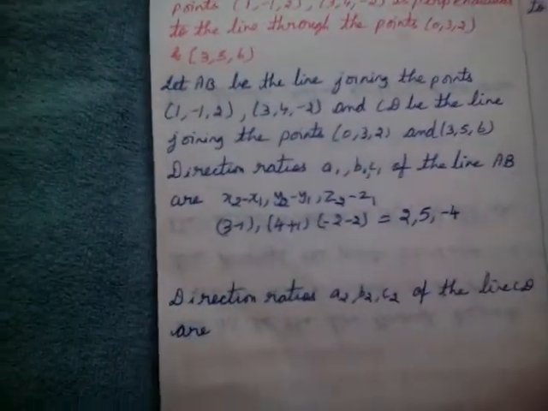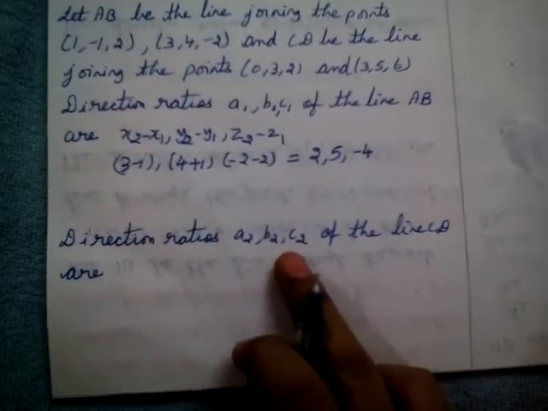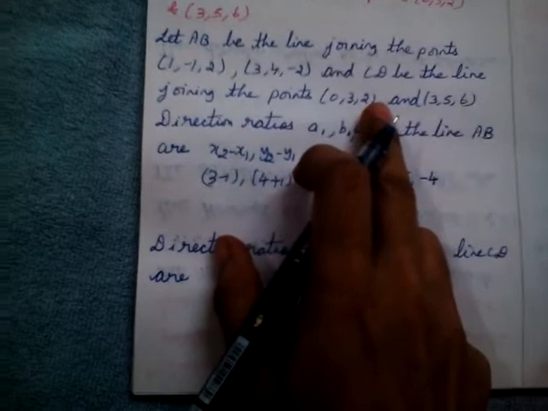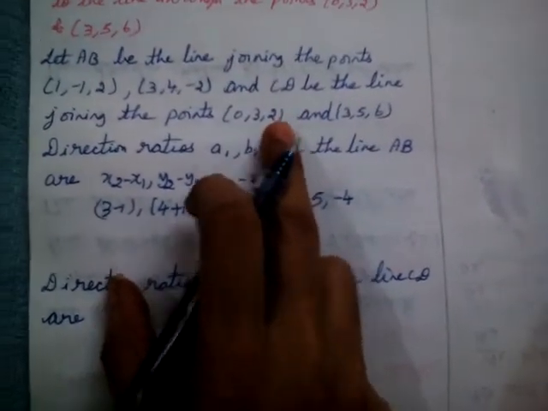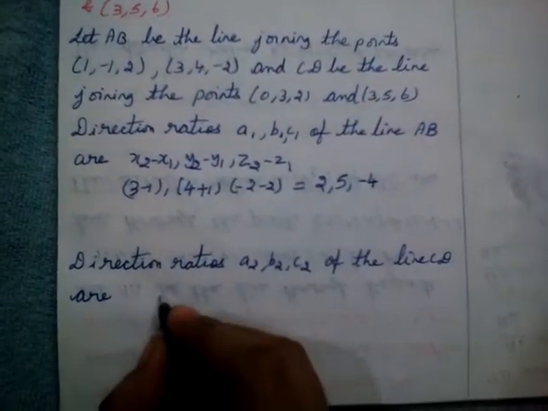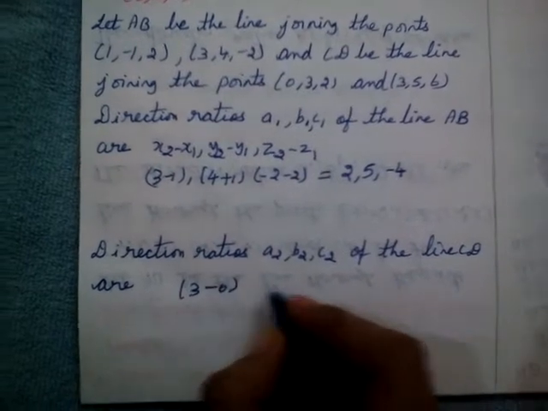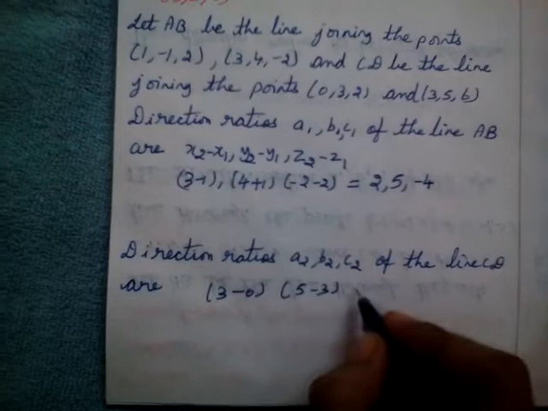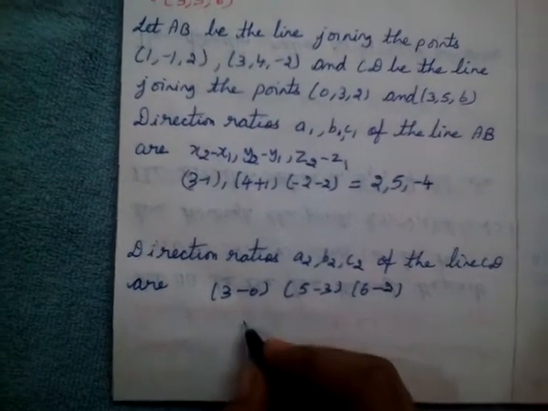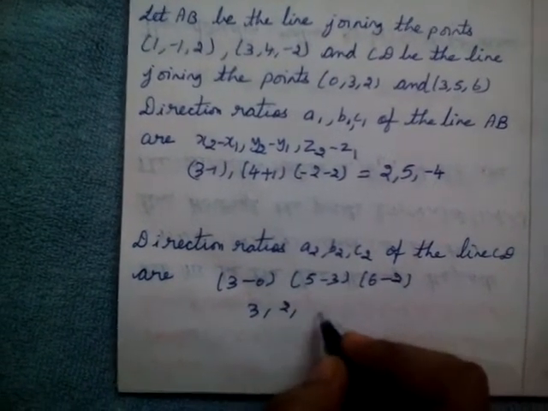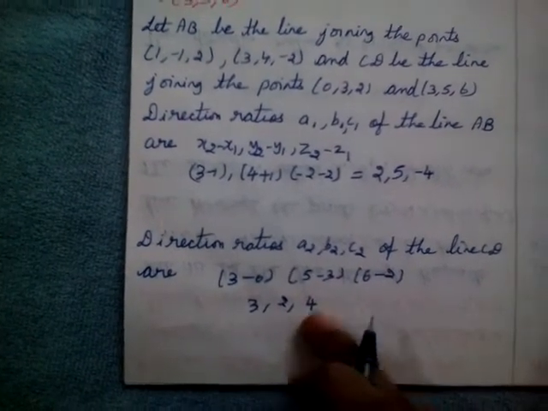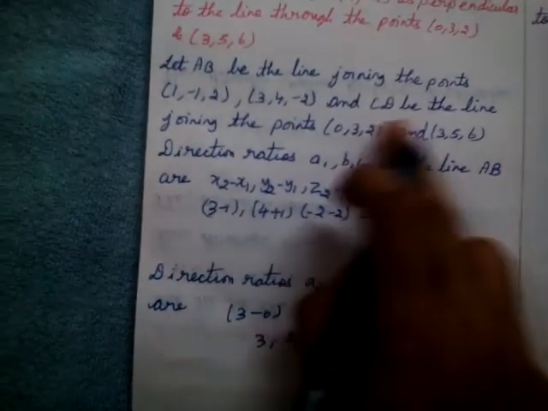Next one, the direction ratios a2, b2, c2 of the line CD. You have to consider these 2 points here. So what do you have here? This becomes 3 - 0, then 5 - 3 and 6 - 2. So this is 3, 2 and 4. So these are the direction ratios of the line joining these two points.